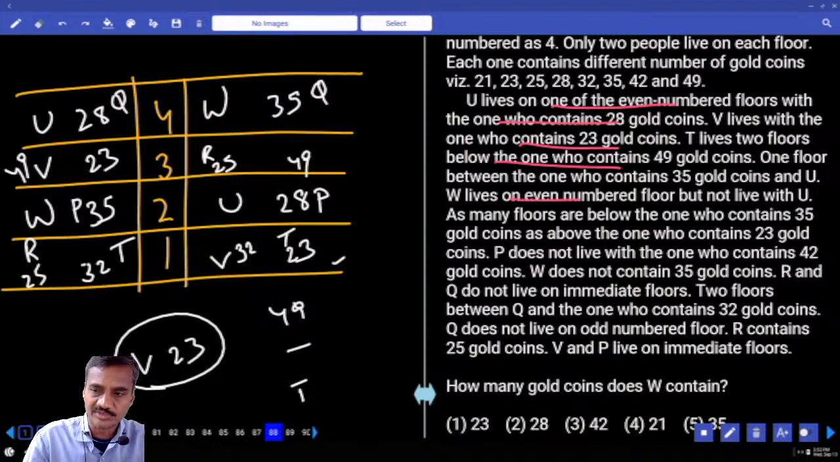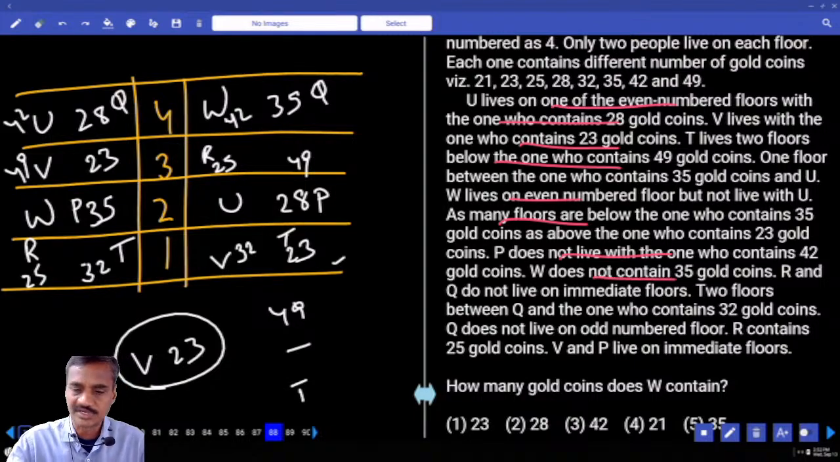W lives on an even number floor, but not with U. And as many floors below 35 above 23. Below 35, 1 above 23. Fine. And P does not live with the one who contains 42. W does not contain 42, U must contain 40. And P does not live with the one who contains 42, and here also W must be 42. Then next, W does not contain 35.